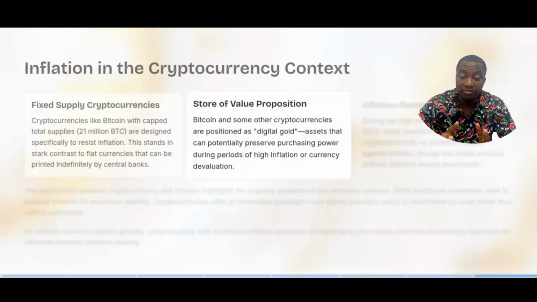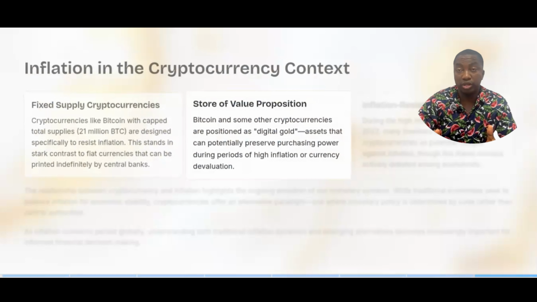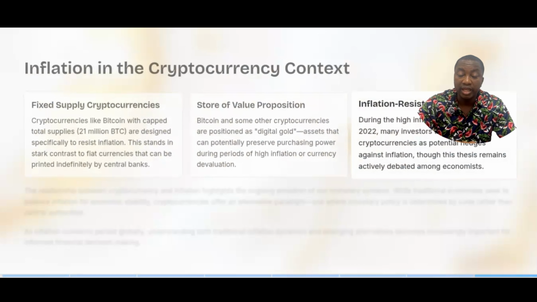So cryptocurrencies have a fixed supply, and also a store of value proposition. Bitcoin, for example, and some other digital currencies are positioned as digital gold. They are positioned as assets that can potentially preserve purchasing power during periods of high inflation or currency devaluation. They can also serve as inflation resistant investments. During the high inflation period of 2021 to 2022, many investors saw cryptocurrencies as potential hedges against inflation, though this thesis remains actively debated among economists. Even today, in countries like Nigeria, a lot of people are using cryptocurrencies as a way to hedge against inflation.